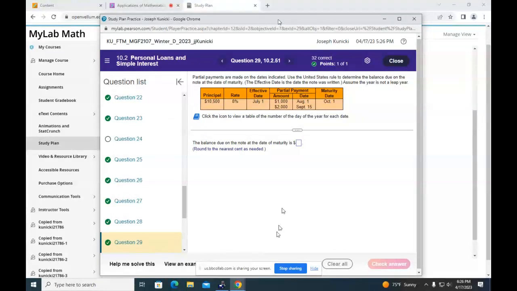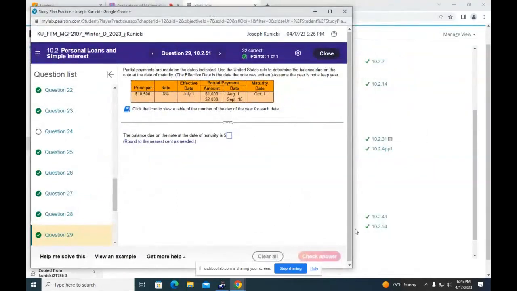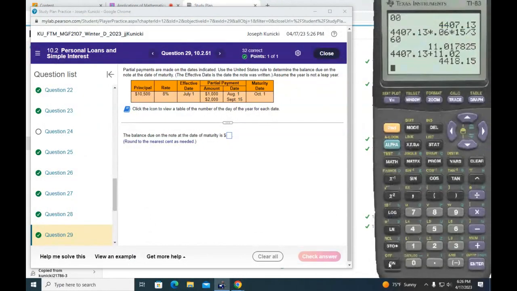Let's double check the dates. Let's see if maybe we were too fast on it. So if I take August 1st, that's day 213, and July 1st is 182, so 31. If I take September 15th, 258, minus 213, that's 45. She was right. That was the problem.